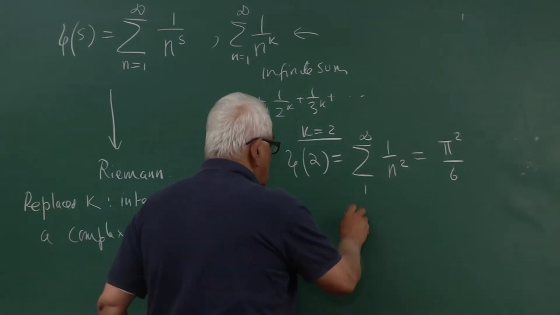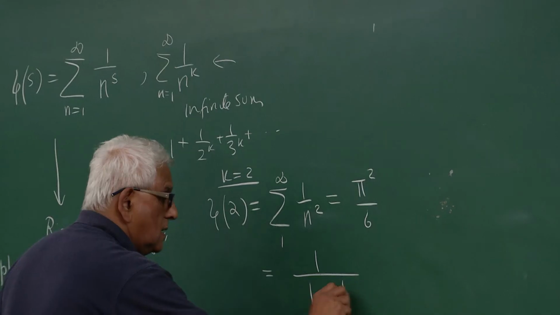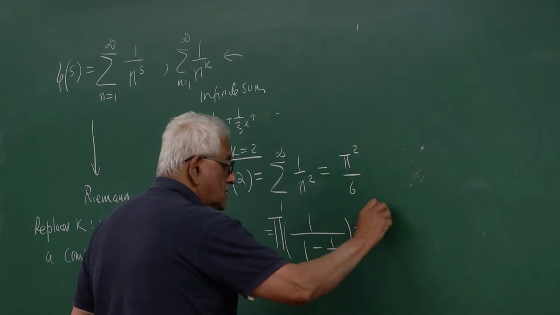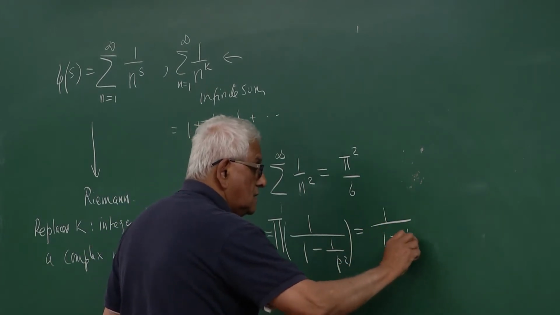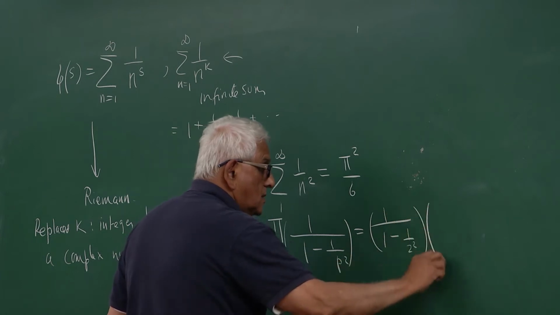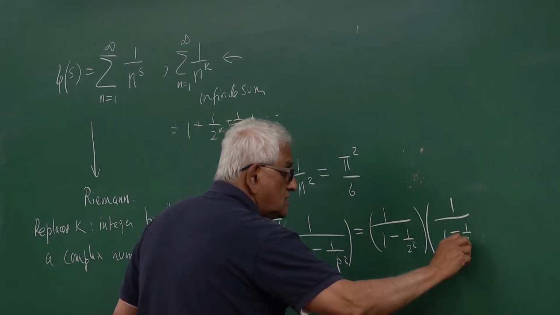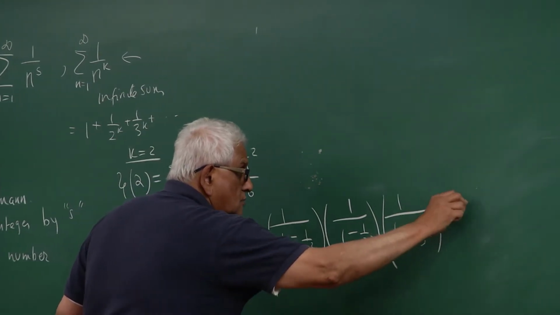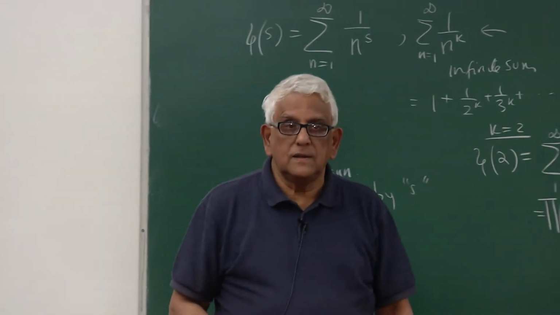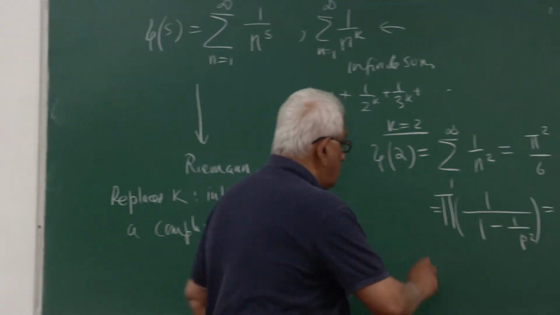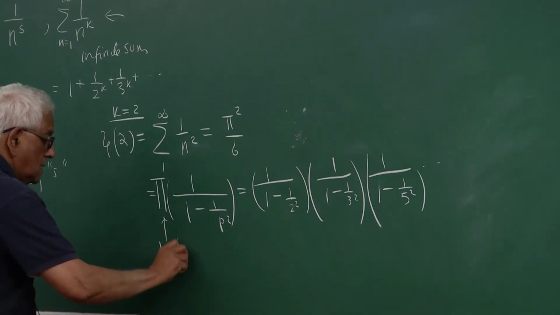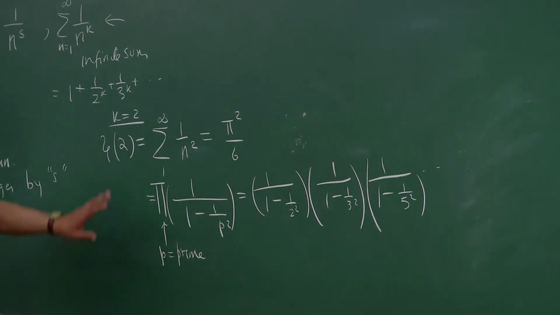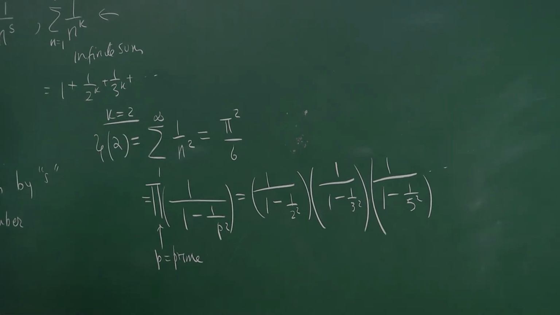On the other hand, we showed that this was equal to a product over 1 upon 1 minus p squared, which means 1 upon 1 minus 2 squared, 1 upon 1 minus 3 squared, 1 upon 1 minus 5 squared, and so on. So you're taking these terms, where p is a prime, and taking the product over the primes. And what I emphasized was that this is an extraordinary result.